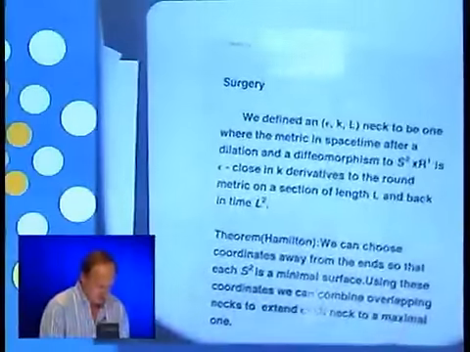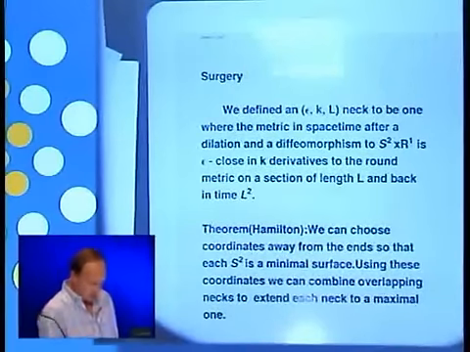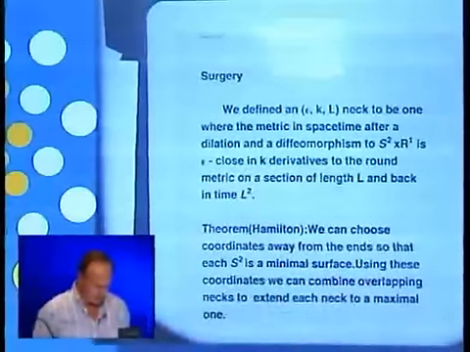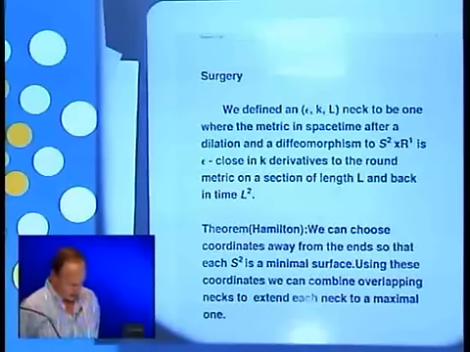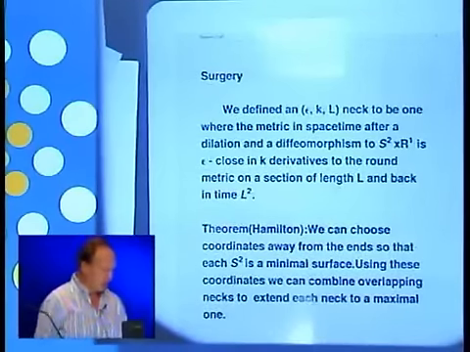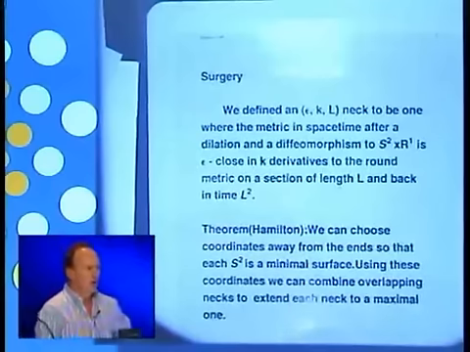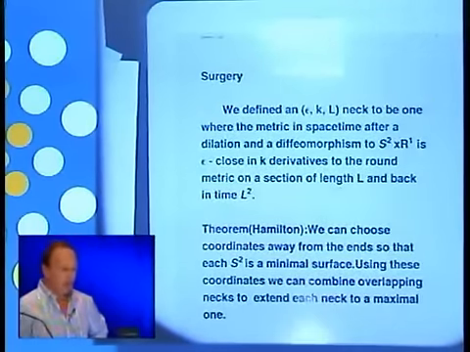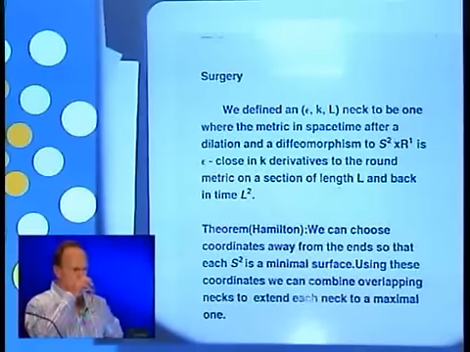Now, let me say a few words about the surgery. I define an epsilon k L-neck to be one where the metric in space-time after a dilation and a diffeomorphism is epsilon close in k derivatives to the round metric on a section of length L and back in time L squared. And I discussed this sort of surgery in a paper I wrote on Ricci flow on 4-manifolds with positive isotropic curvature. And Perelman, I was glad to see, quoted and used a number of those results in his surgery arguments.